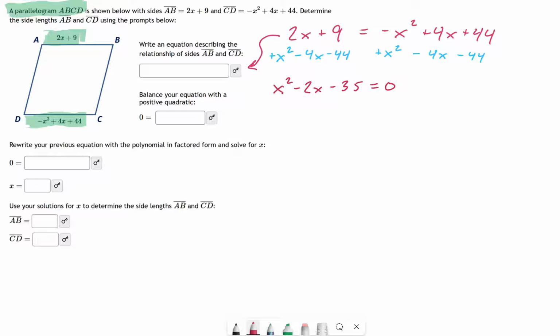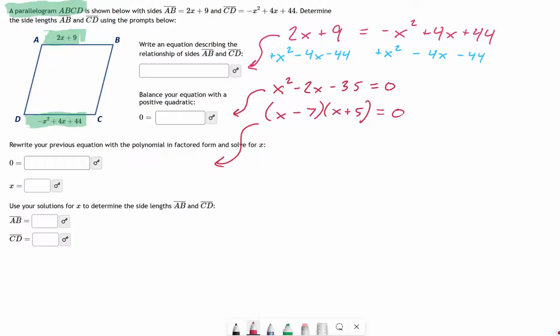Now that should look a whole lot nicer, and that is all this next part is asking for. It says balance your equation with a positive quadratic. So the next thing we want to do is put this thing in what's called factored form. So I'm going to just rewrite this in factored form. This is x minus 7 and x plus 5. I'm not going to walk through all the steps of how you factor. That's way old news. We've done that 100 times by now. So that's going to be my next answer in this box over here.